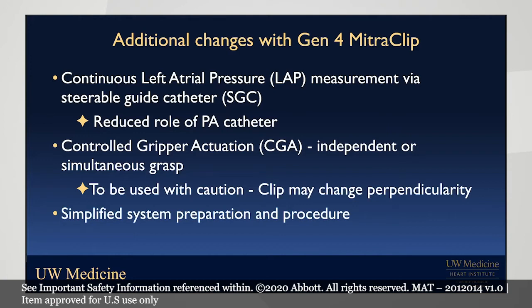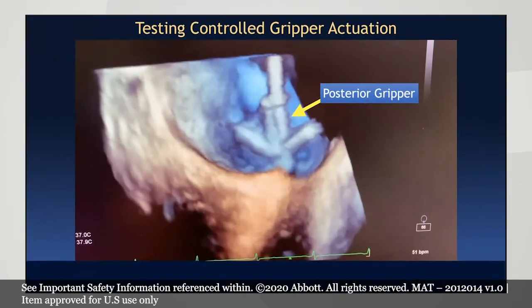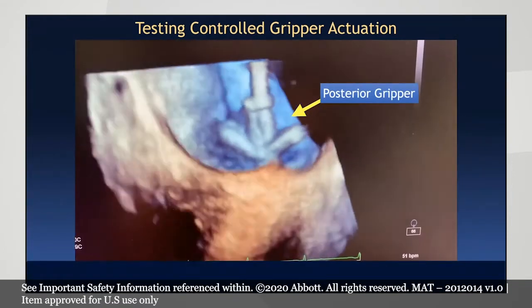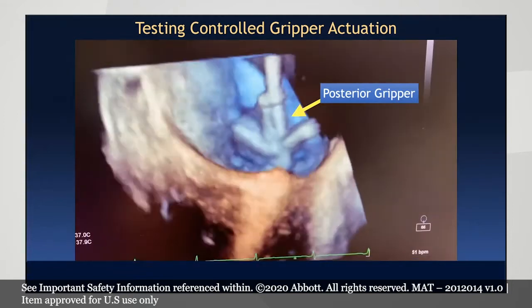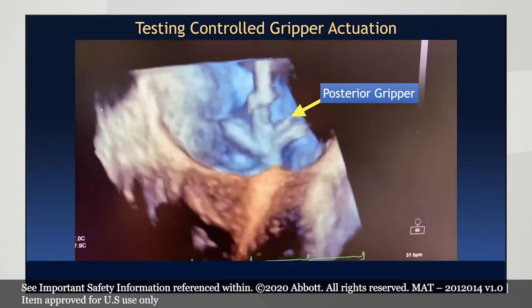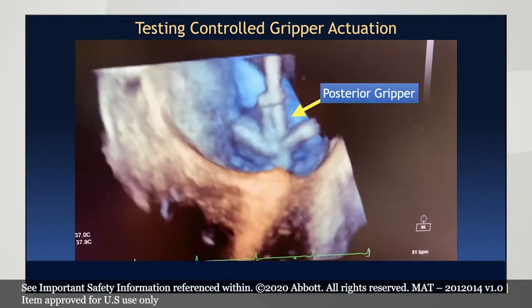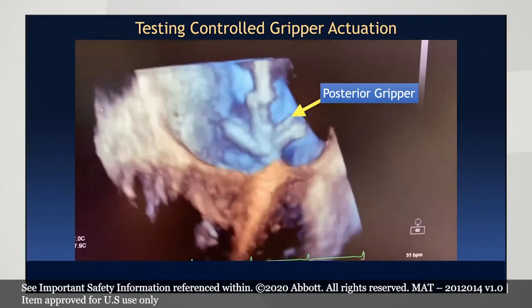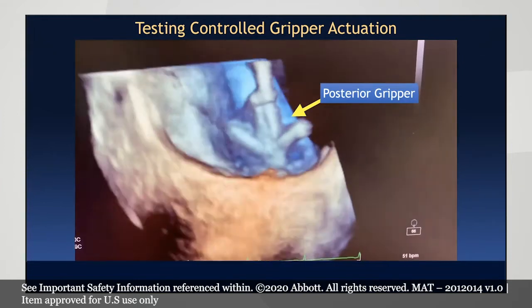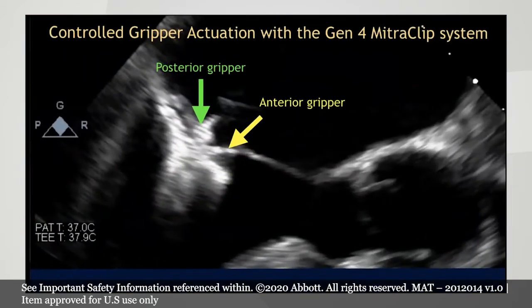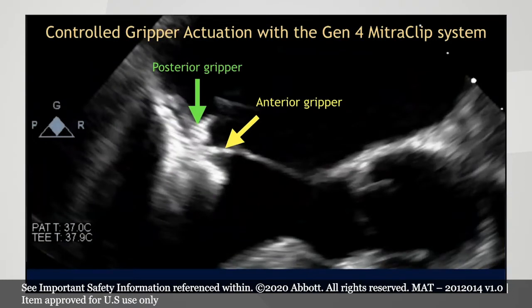There are certainly a few other aspects that are not relevant for my talk, including simpler preparation and parts of the procedure. To highlight the testing of the controlled gripper actuations, it appears to me quite important to look at both grippers before we advance the clip into the left ventricle. Here you see this gripper on the posterior side moving, and so we can identify the posterior and then the anterior gripper. Make sure that the function is checked before we go into the ventricle.